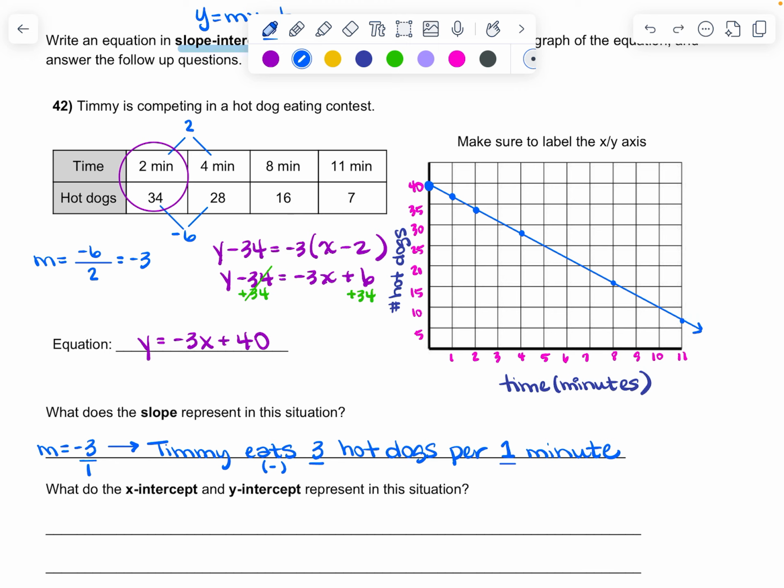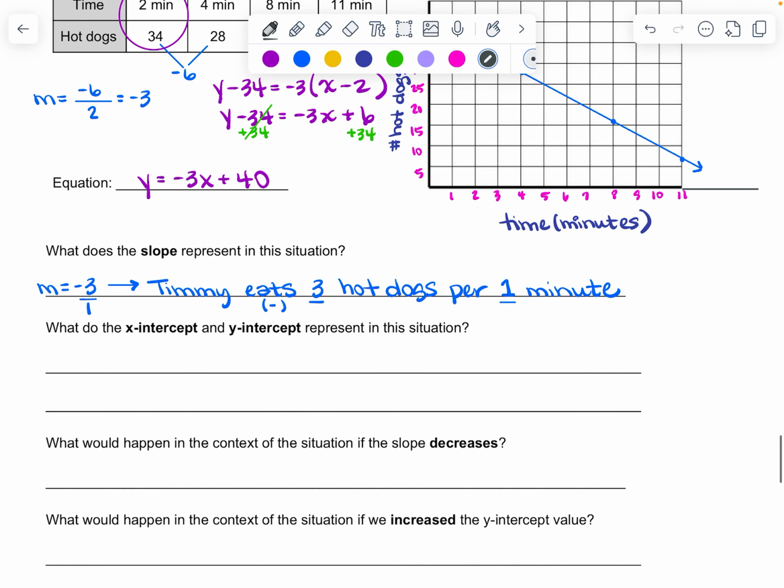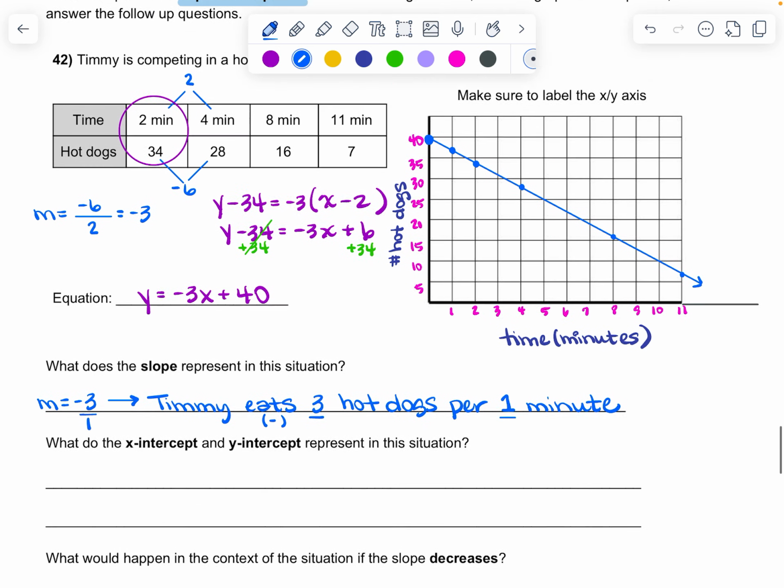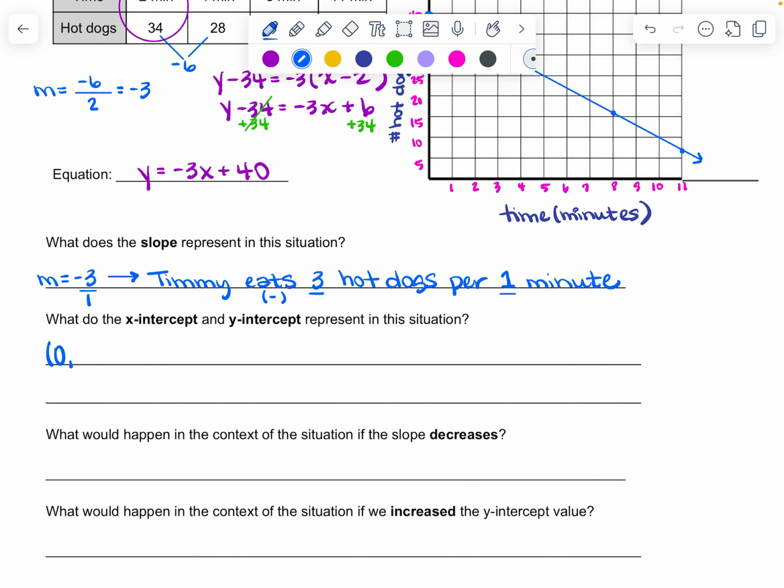All right. Now, obviously, I put an arrow right here. Obviously, it's not going to be going down forever and ever, right? Once we hit the x-axis, that line will stop, because there's no such thing as negative hot dogs. So, anyway, looking at this next question, this is where this is going to pop up. What do the x-intercept and y-intercept mean in this case?